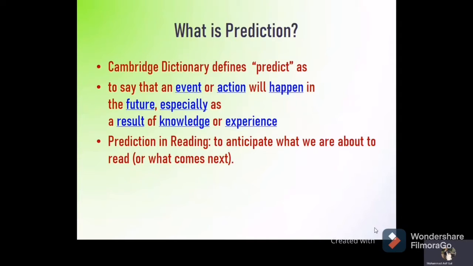It means that when we make a prediction, we base it on our prior knowledge, we base it on our background knowledge. We just do not make wild predictions. We just do not make wild guesses. Rather, our predictions are based on our prior knowledge. Our predictions are based on our background knowledge. Similarly, by prediction in reading, we mean that we anticipate, we guess, we have an idea what we are about to read or what would come next.